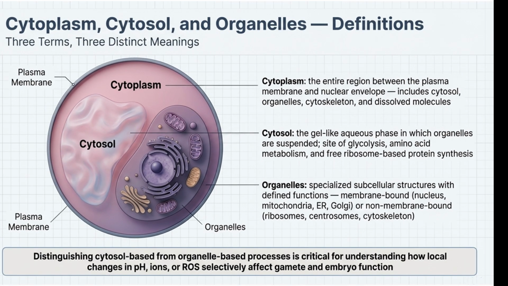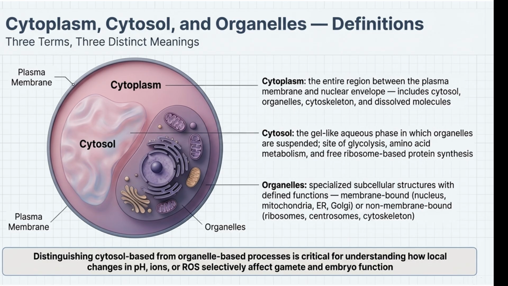Why does this matter clinically? Because when we describe a granular cytoplasm in an oocyte or note cytoplasmic vacuoles, we are making observations about specific intracellular spaces. Understanding whether a pathological feature is in the cytosol, within an organelle, or at the cytosol to organelle interface determines how we interpret its significance and what mechanism might underlie it.